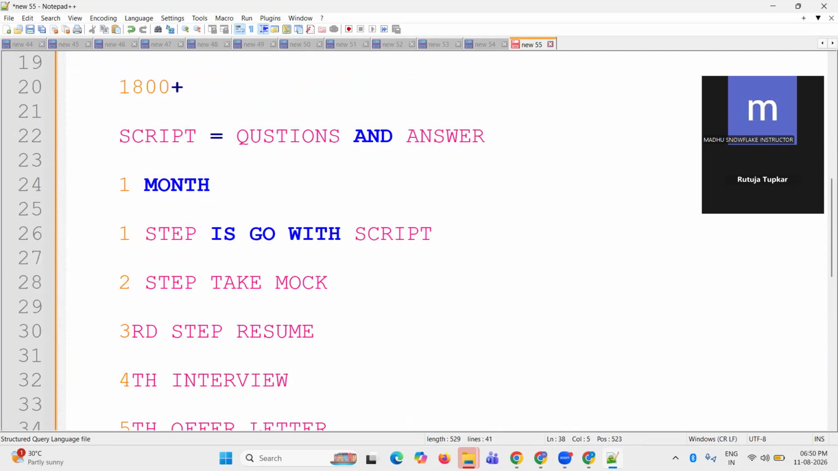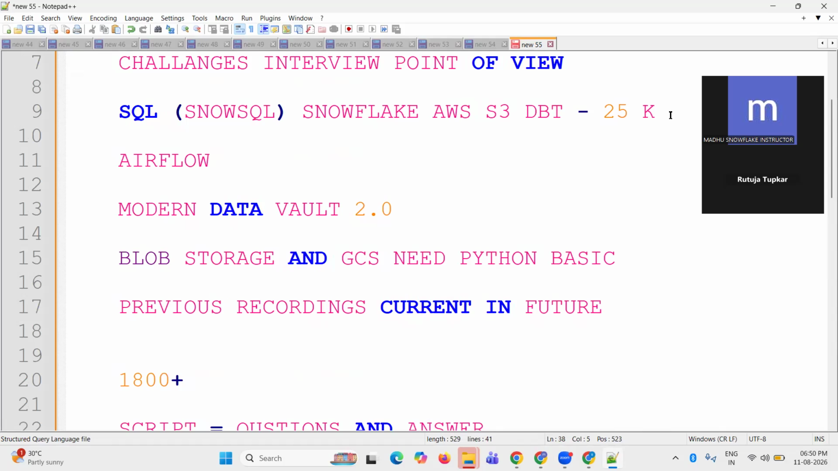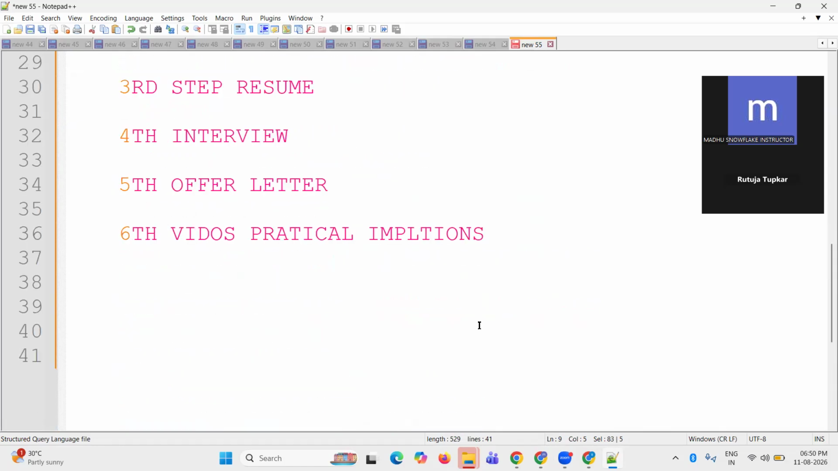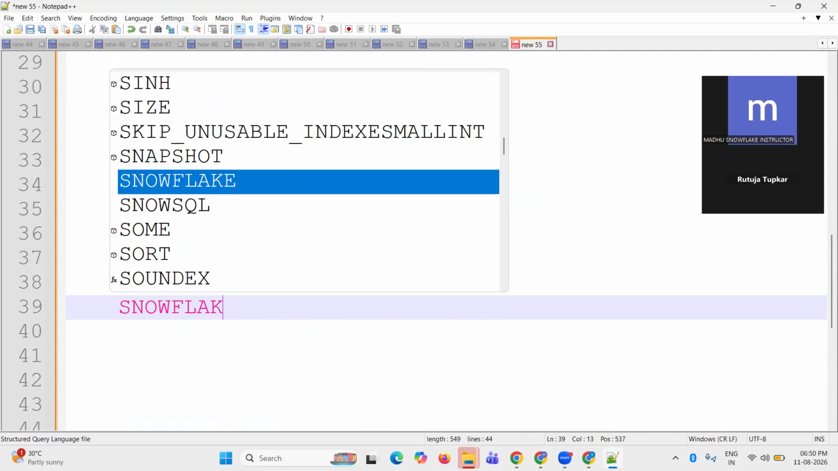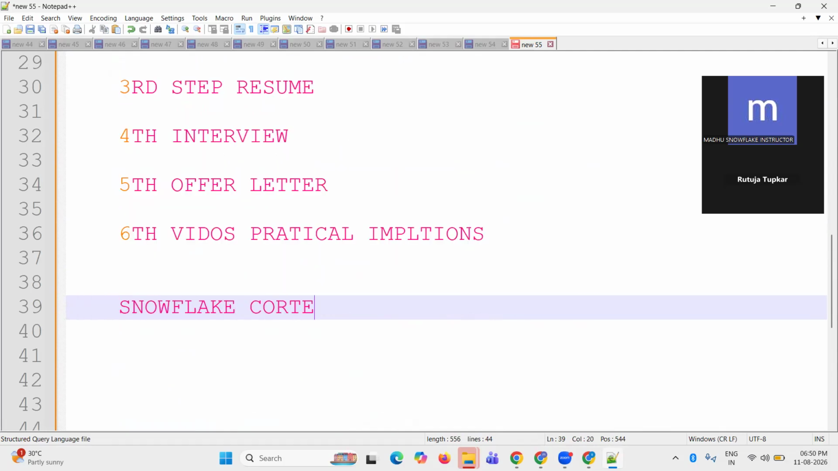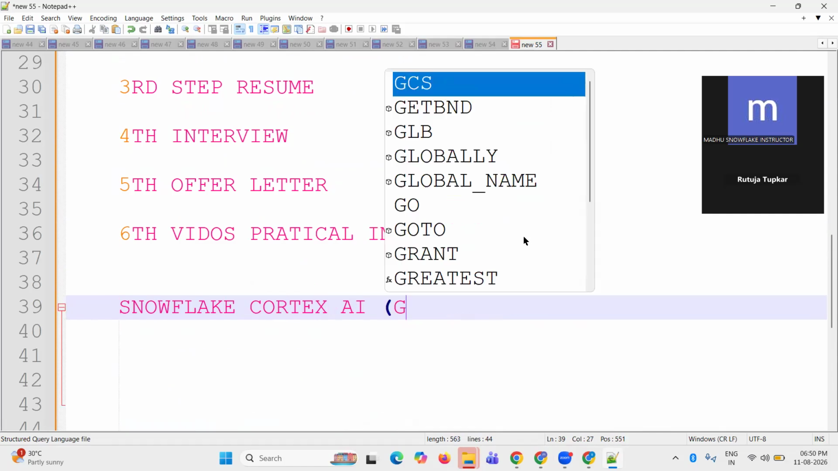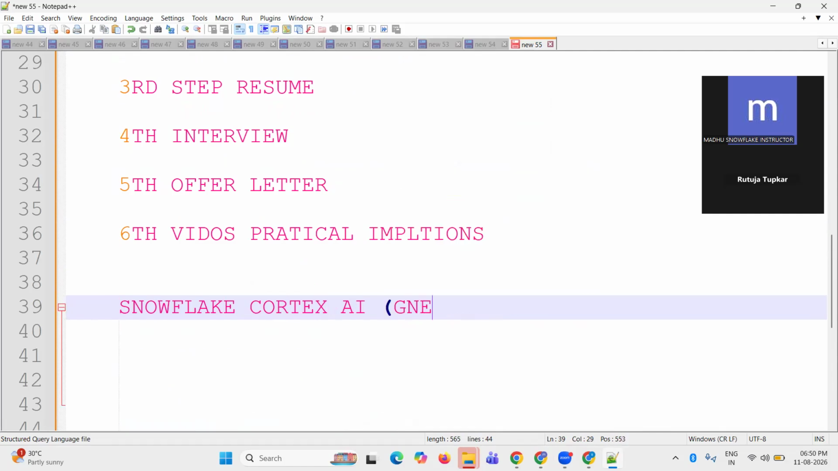First you're going to learn Snowflake and DBT skills. After that, there is one other program: learn Snowflake Cortex AI. Because if there is any layoff and you know Snowflake Cortex AI, you are not on the list of layoffs. It is generative AI.